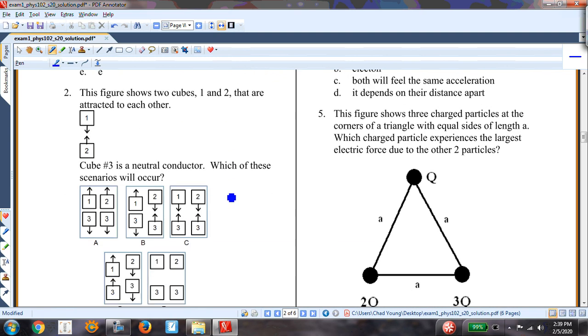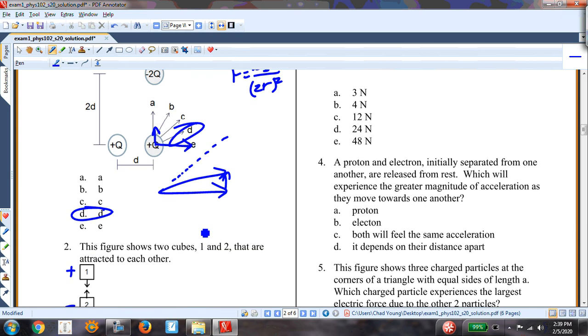Here shows 2 cubes, 1 and 2, that are attracted to each other. If they're attracted, they have to be opposite charges, say plus and minus like that. Then cube number 3 is a neutral conductor. Which of these scenarios will occur? Well, if cube 3 is a neutral conductor, that means that it's going to be attracted to both of them. So C is the right answer, remember, because you'll get this. If this is positive, then you're going to get negative charges over here and positive charges over here. And if this is negative, then you're going to get positive charges and negative. You'll get an induced charge in that neutral conductor.